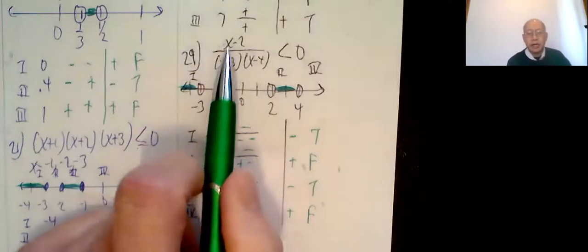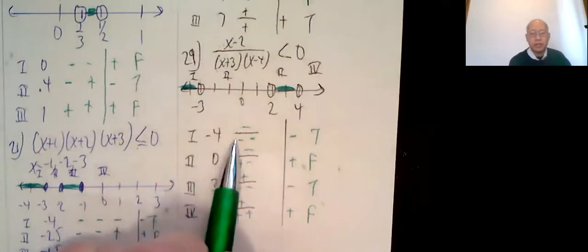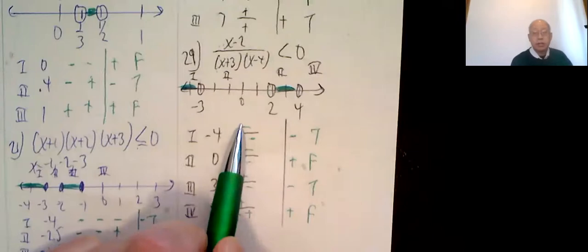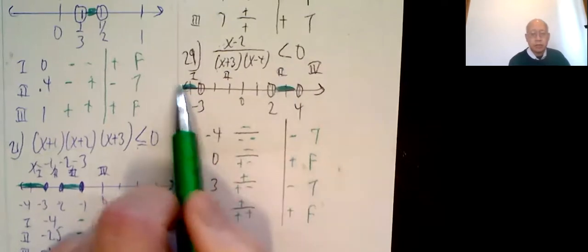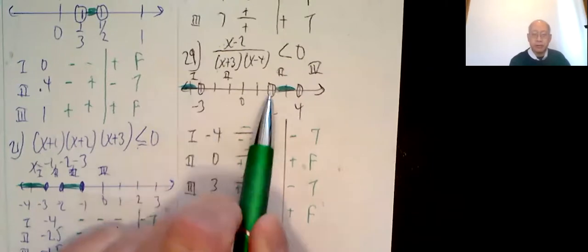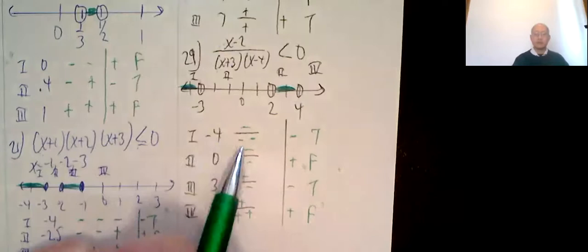Okay, plug in -4. -4 minus 2, negative. -4 plus 3, negative. -4 minus 4, negative. Negative divided by negative times positive. 3 negatives makes a negative. Is a negative less than 0? That's true. Shade this in. In the back of the book, we'll have parentheses here. Parenthesis, parenthesis, parenthesis.